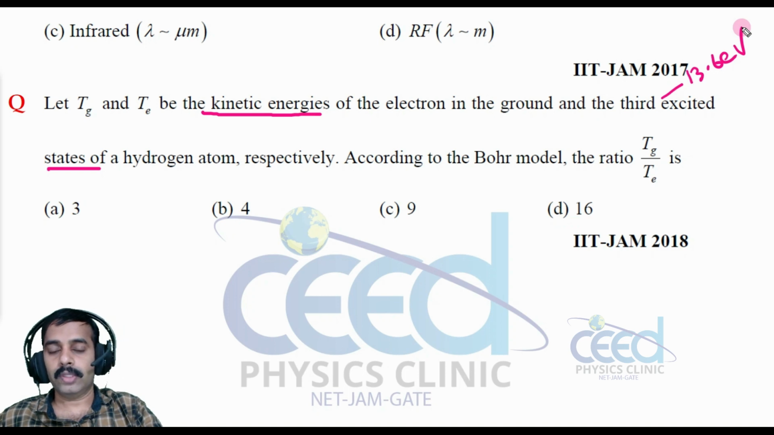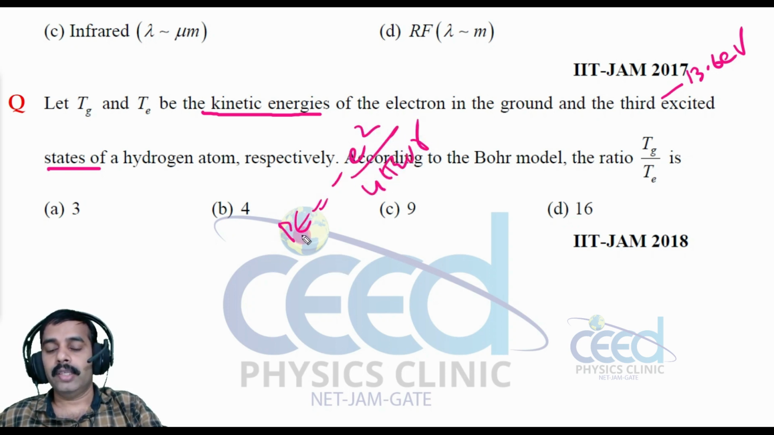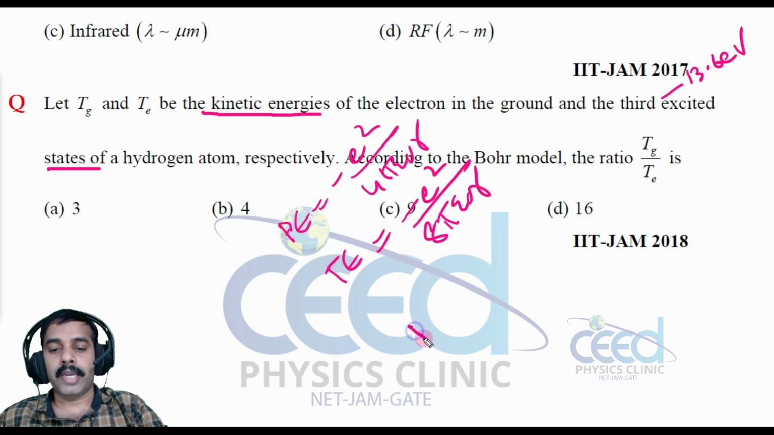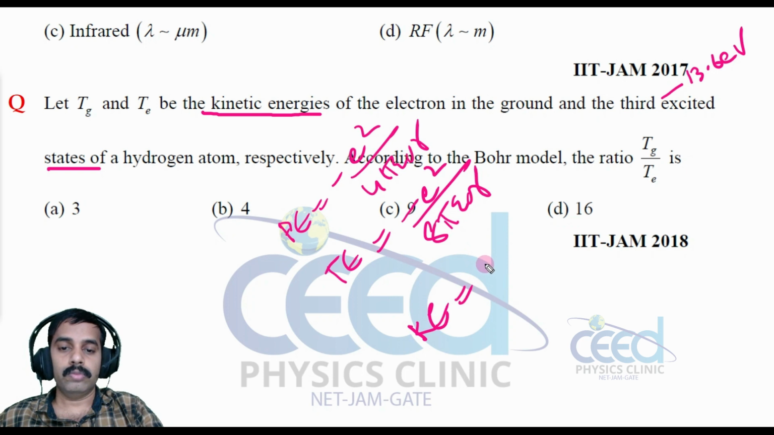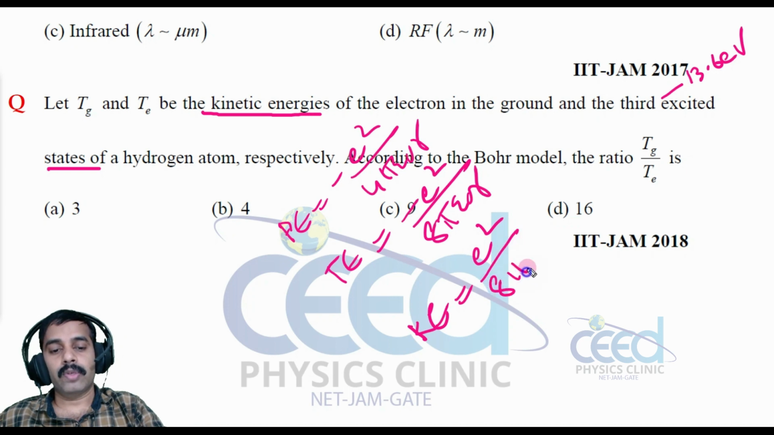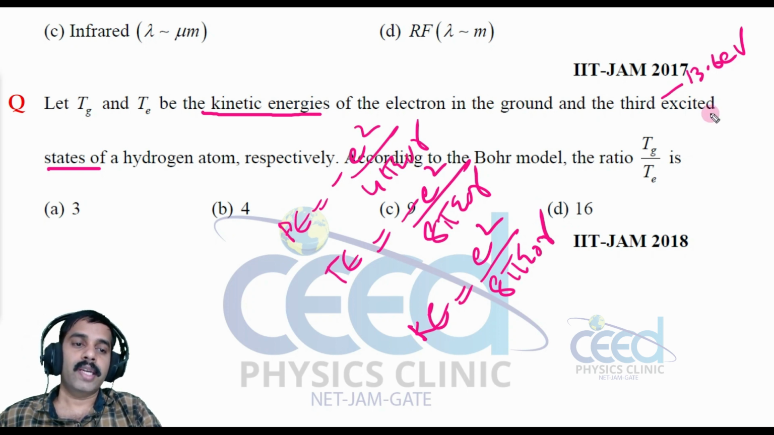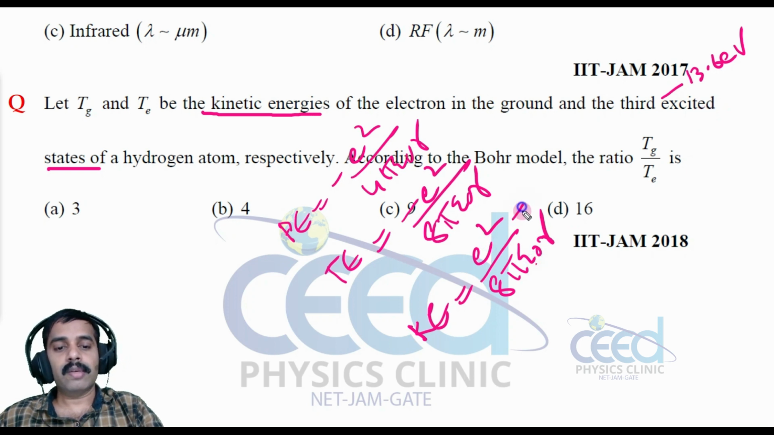We need to see how the kinetic energy is related to the total energy, and only then can we find this ratio. We already know in the Bohr model of the atom, potential energy is equal to minus e square by 4 pi epsilon 0 r, total energy is equal to minus e square by 8 pi epsilon 0 r, and kinetic energy is equal to e square by 8 pi epsilon 0 r. So from this, Tg and Te, the kinetic energies of the electron in the ground state and third excited state, are nothing but the negative of the total energy.